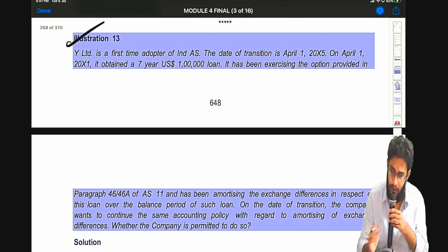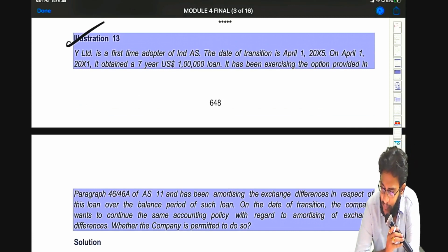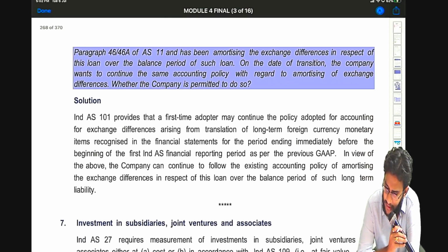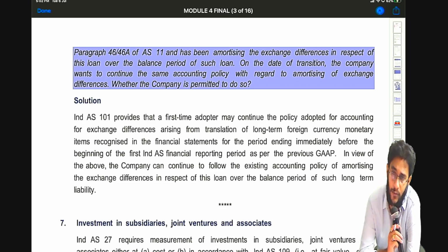Please go through the next one, sir. Y Limited is a first time adopter of Ind AS, and the date of transition is 1st April 20X5. On 1st April 20X1, it obtained a 7 year $1 lakh loan. Okay, took a loan some 4 years back. It has been exercising the option provided in paragraph 46A of AS 11 and has been amortizing the exchange differences in respect of this loan over the balance period of such loan. That's nothing but FCMITDA. On the date of transition, the company wants to continue the same accounting policy with regard to amortizing exchange differences. Whether the company is permitted to do so, of course, yes, they can do that.